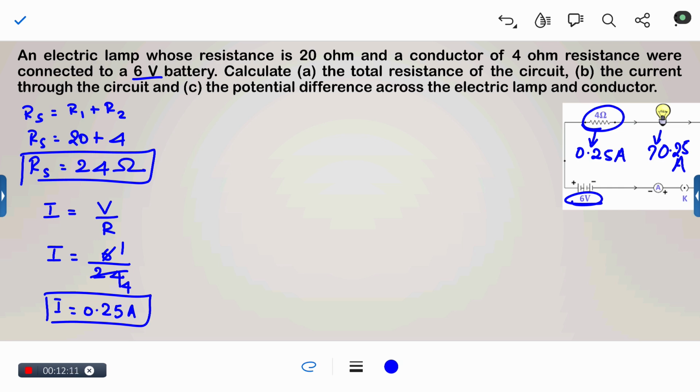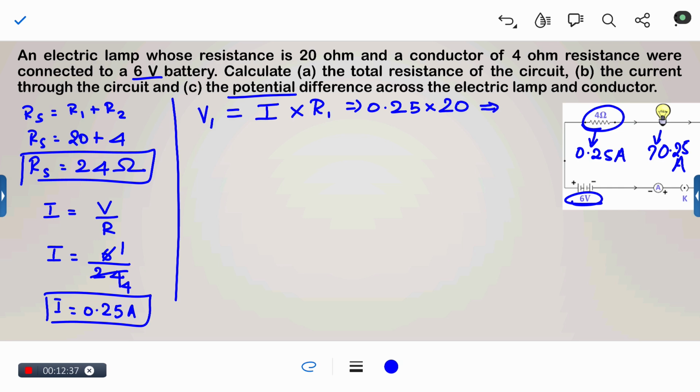Now, third, we need to calculate the potential difference. Will the potential difference remain the same or will it vary? It varies. We'll calculate the individual potential differences. In order to calculate them, we use the formula V1 is equal to I into R1. What is the value of I? 0.25 into the value of R1, which is 20. 0.25 into 20 is equal to 5 volt. Like that, V2 is equal to I into R2, so V2 is 0.25 into 4, which is equal to 1 volt.